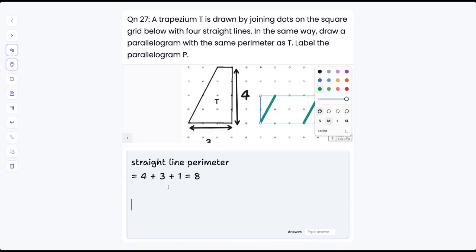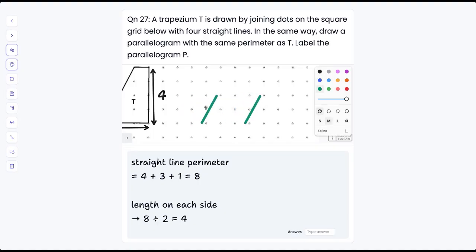Then the length of each side will be equal to 8 divided by 2, which is 4. So that means this line of the parallelogram will be 4 gaps in between. If I draw the line, it will be 1, 2, 3, and 4. Then the same thing over here as well. And there you go, this will be the P for the parallelogram. All right, that's it. Let's move on to the next question.